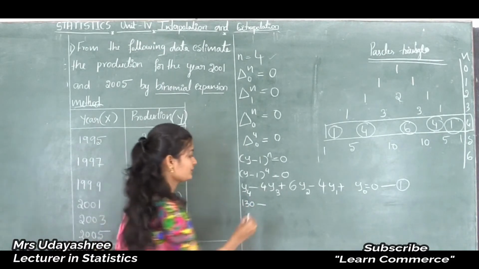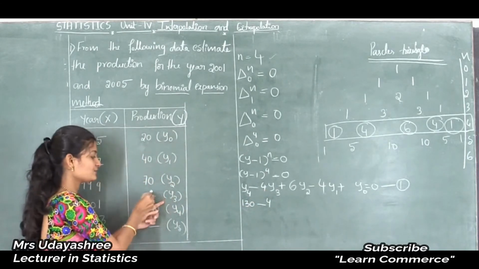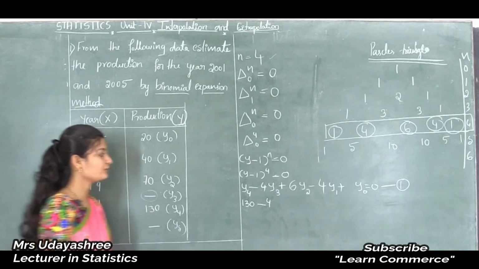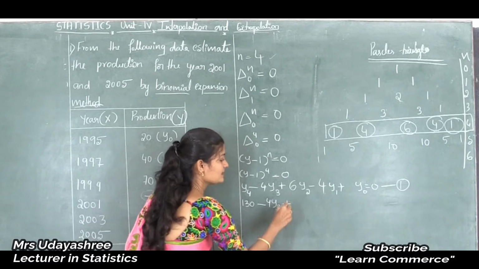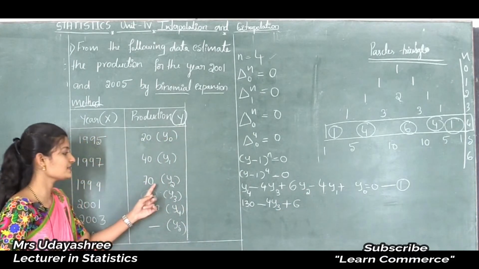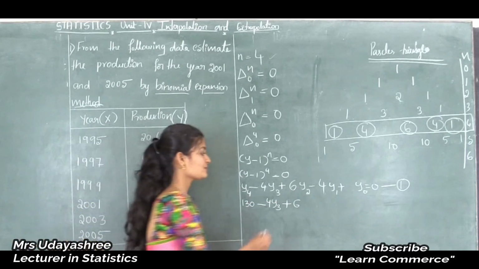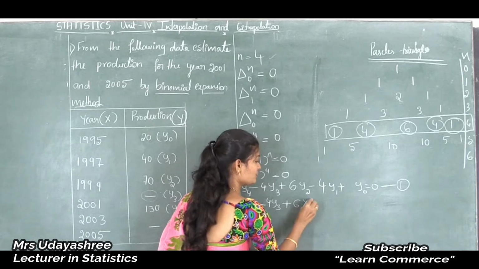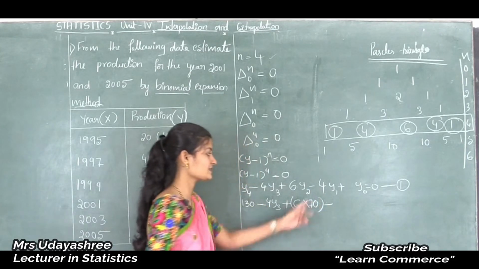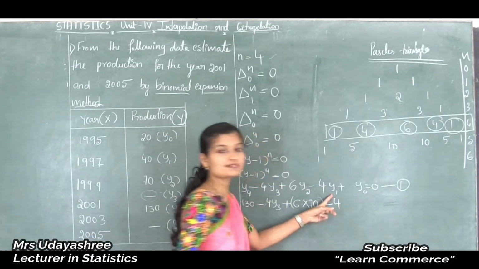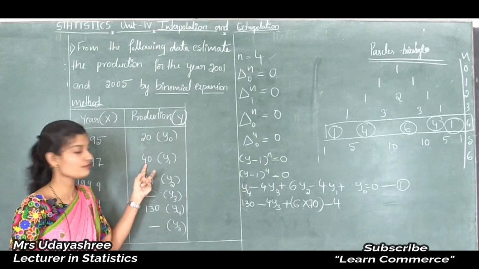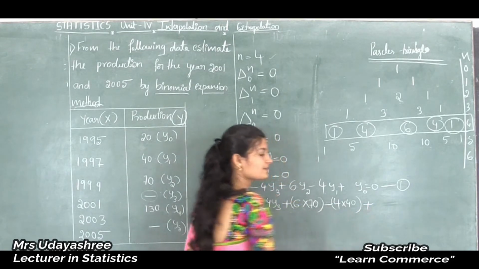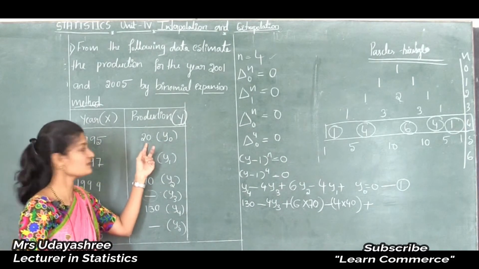Minus 4 into, so what is y3? See here, y3 is the missing value. Therefore in the place of y3 I will write y3 only, because here the y3 value is not there. Plus 6 into, what is y2? See here, y2 is equal to 70. So in the place of y2 I will substitute 70, so 6 into 70. Minus 4 into, what is y1 here? y1 is 40, so 4 into 40. Plus, next, what is y0? y0 is 20, so I will substitute 20.